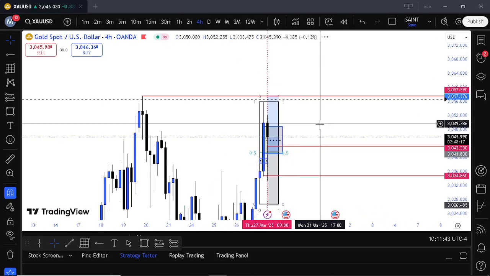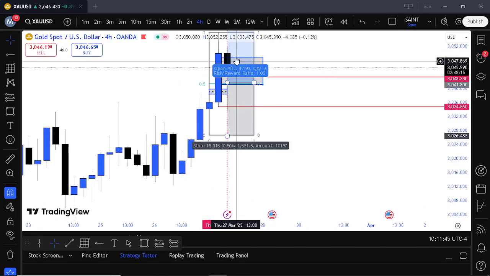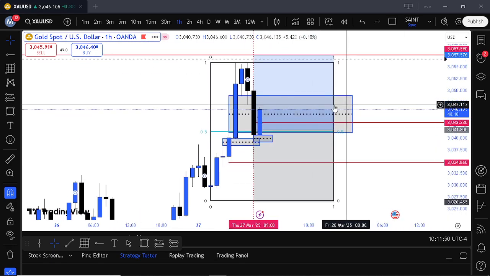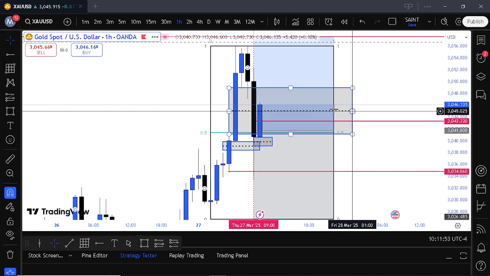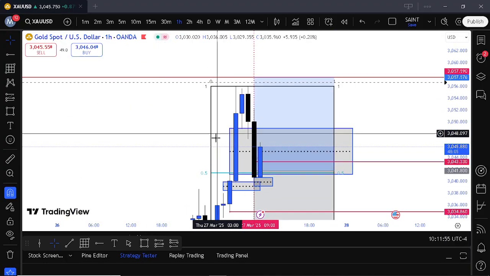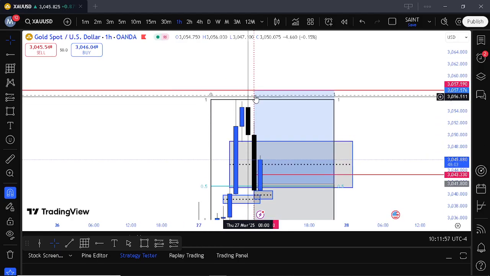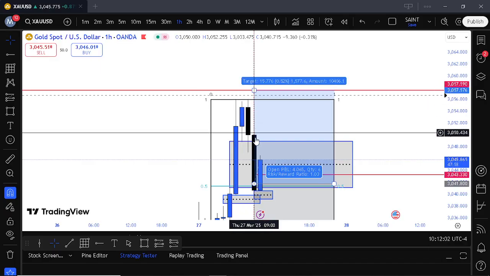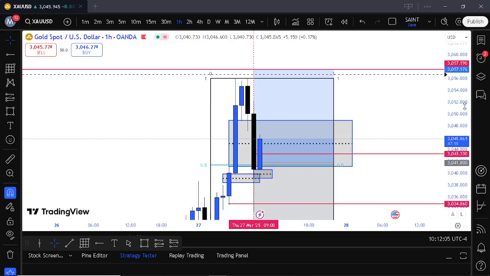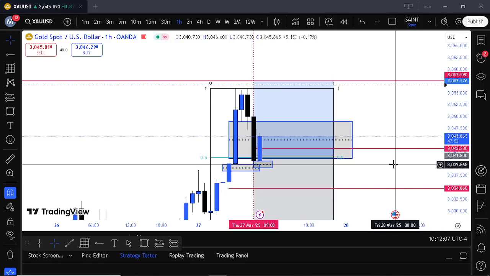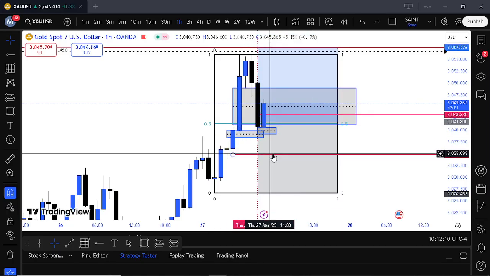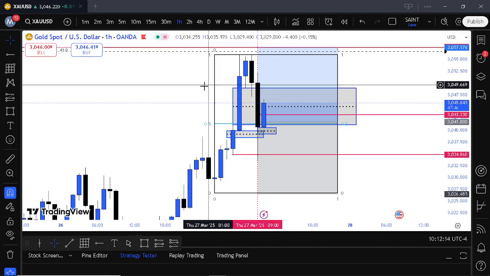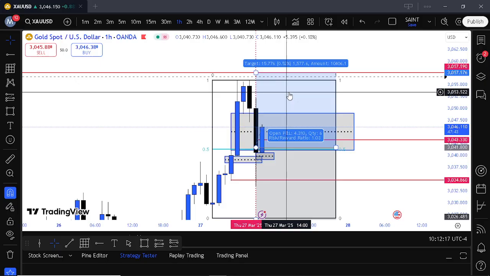Not really much confluence on my 4 hour chart, but I went down to my hourly chart and I saw that we had this bullish fair value gap, and once I saw price came up here, almost reaching the liquidity, and then it started to reverse, the idea behind this trade was that price would be retracing down into the fair value gap, and then we'll see a move out of it.